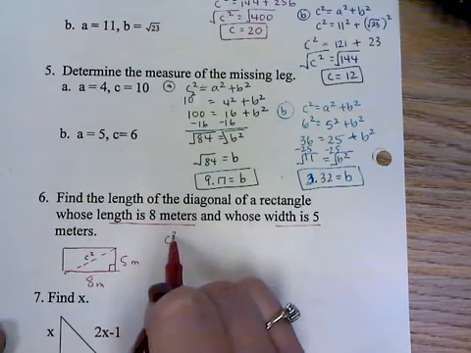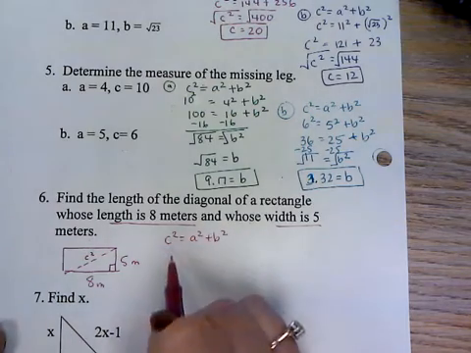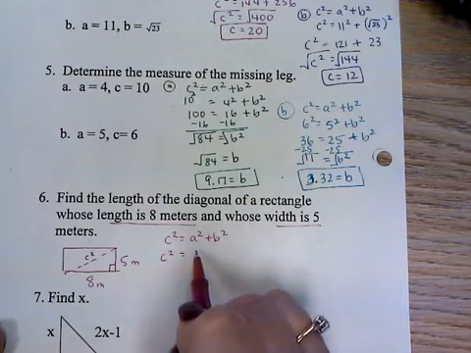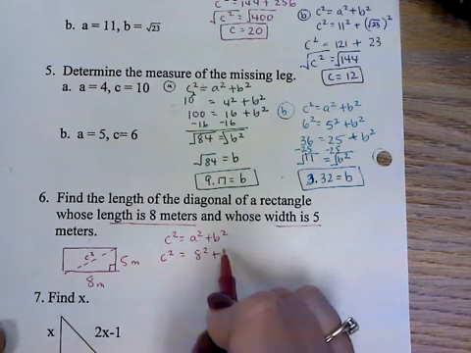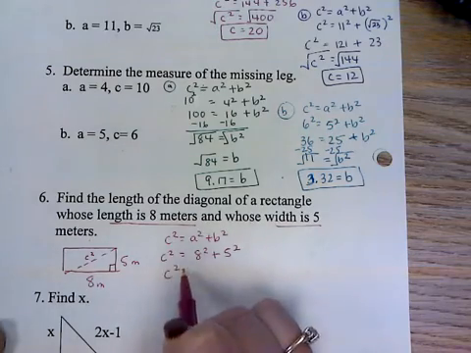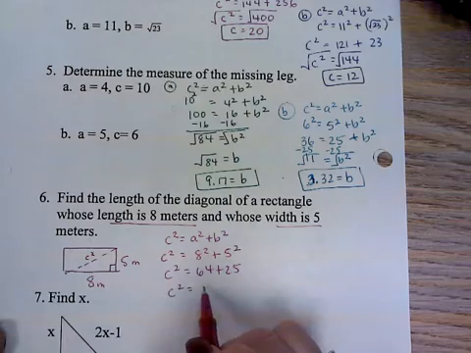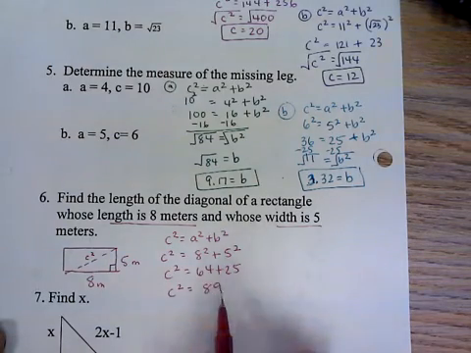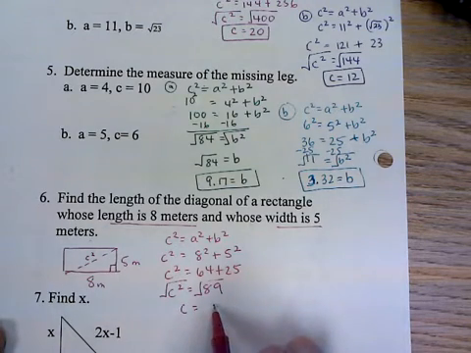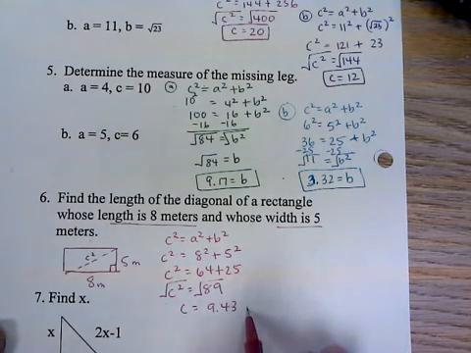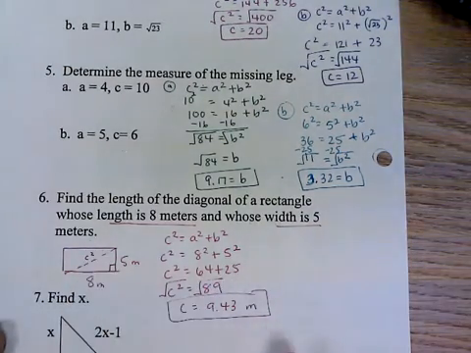So, I've identified my parts. I wrote my formula. I substituted in. Does it matter who I call A and B? Certainly not. And we're going to go ahead and round again to hundredths. It's a word problem, so I should have units on my answer. I have meters. It is meters.